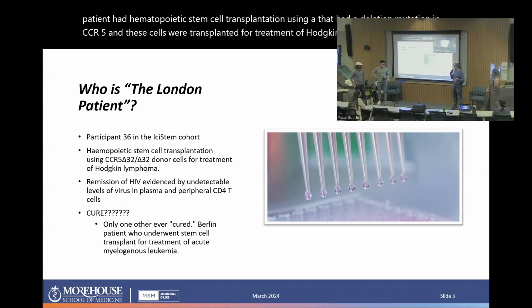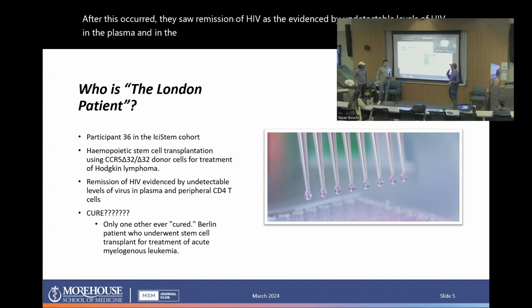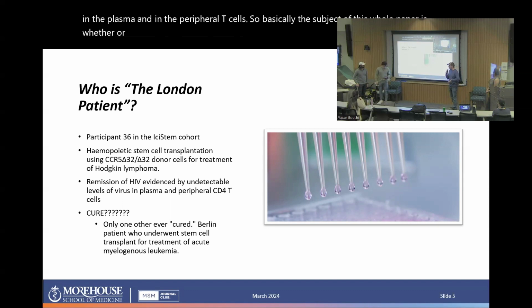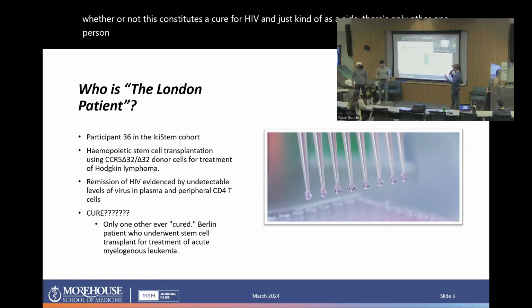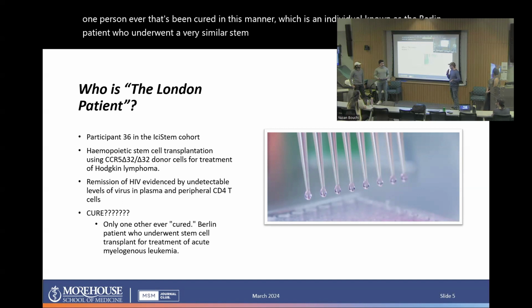After this occurred, they saw remission of the HIV, as evidenced by undetectable levels of HIV in the plasma and in the peripheral T cells. So basically, the subject of this whole paper is whether or not this constitutes a cure for HIV. And just as a side note, there's only one person ever that's been cured in this manner, an individual known as the Berlin patient, who underwent a very similar stem cell transplant for the treatment of acute myelogenous leukemia.